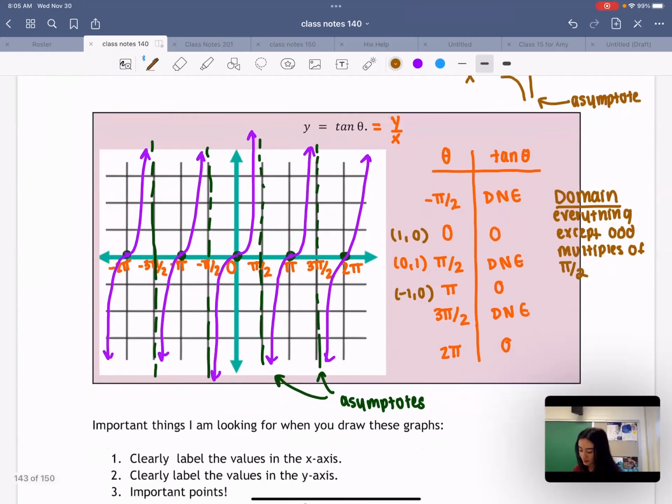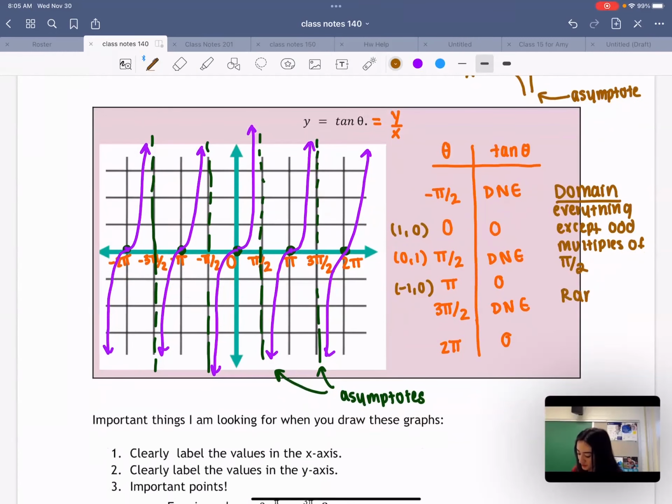Okay. What's the range of this function? What y values can this function have? Yeah, all real numbers, right? It looks like there's no y value that the function doesn't exist at. If I take any value on the y-axis and look to the right and left, it looks like the function is there. So the range here is all real numbers.